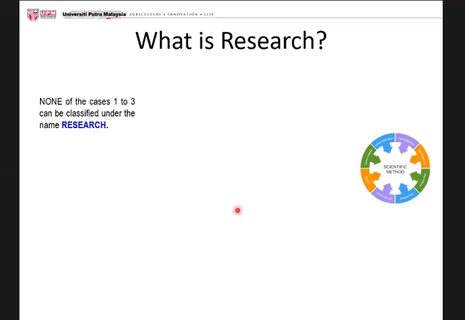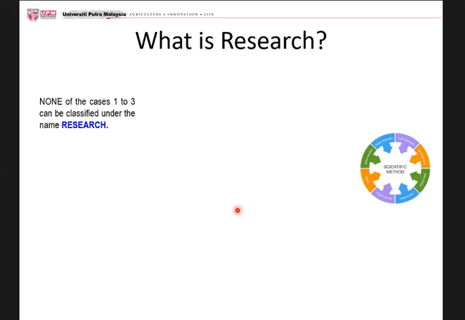None of the cases 1 to 3 can be research. If you want to do a research, you have to understand what is research. The definition could be different, but I think that everybody will say that if you want to do a research, you have to have everything.